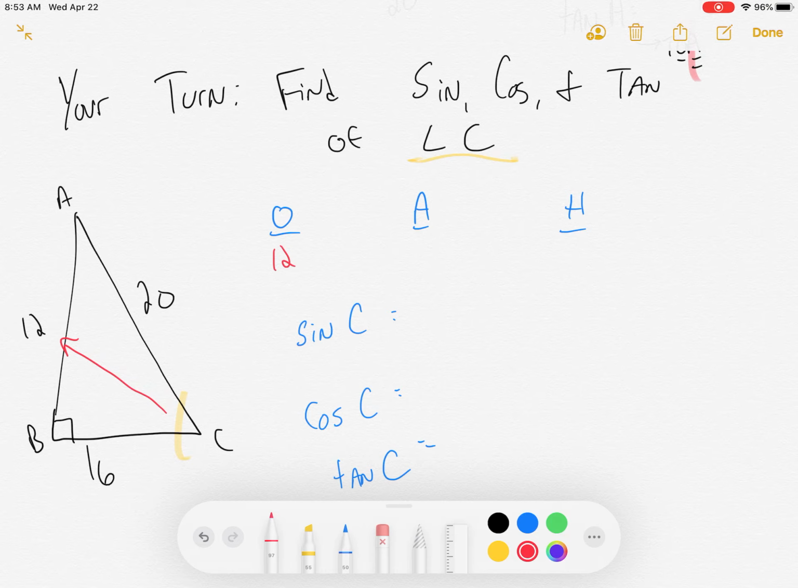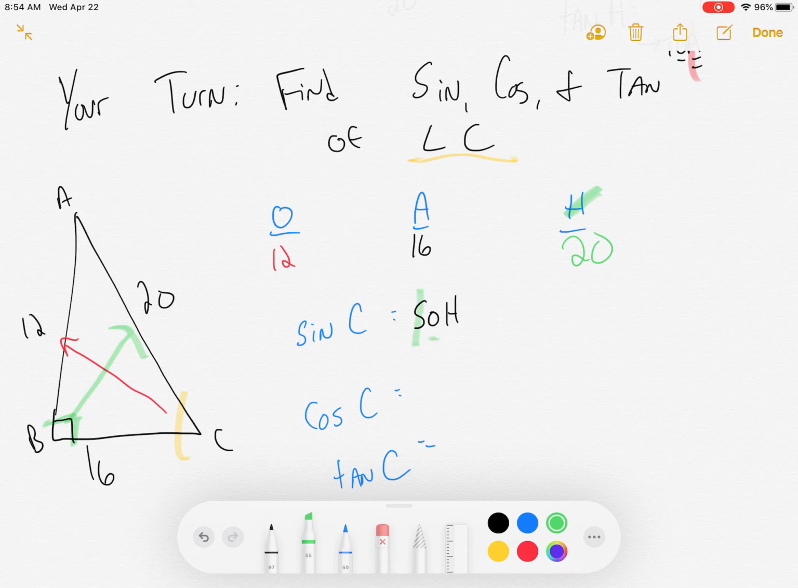So in terms of angle C, what is opposite? We draw a straight line across. 12 is opposite. Which one is adjacent? Well, like we said before, there are two sides that are right next to angle C. So which one's adjacent? Is it 16 or 20? How do we figure out? Well, the hypotenuse is always going to be across from the right angle. Here's the right angle. So my hypotenuse here would be 20, meaning the only side that's left over for the adjacent value is 16.